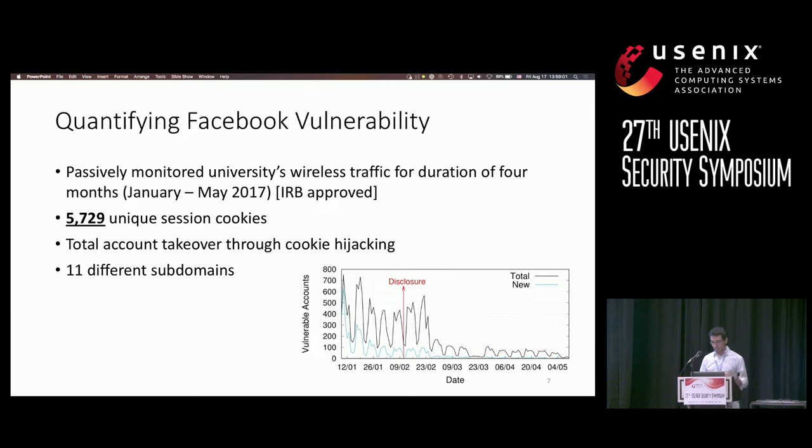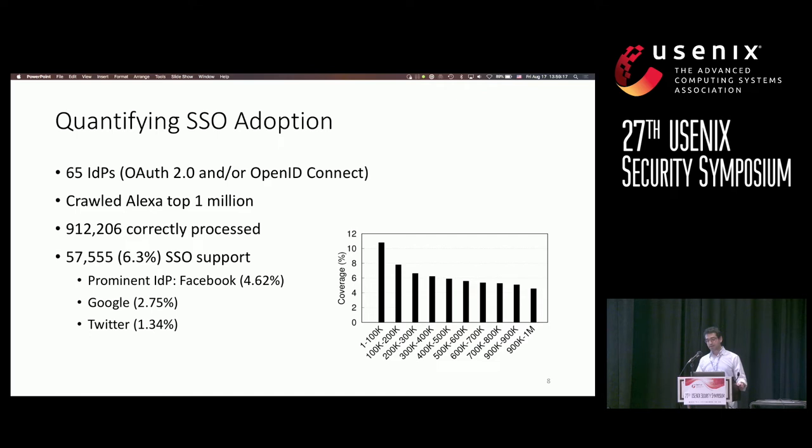We also needed to understand the scale of the access the attacker can gain to other services through this IDP account hijacking. So we measured the prevalence of single sign-on in the wild by building a crawler which crawled Alexa's top 1 million, and we looked for 65 well-known IDPs and corresponding relying parties. Our results showed more than 6% of the websites supported single sign-on, and Facebook was the prominent IDP with the most coverage.